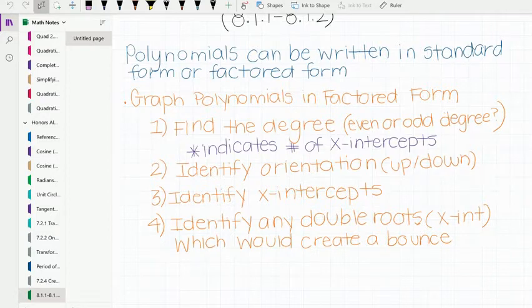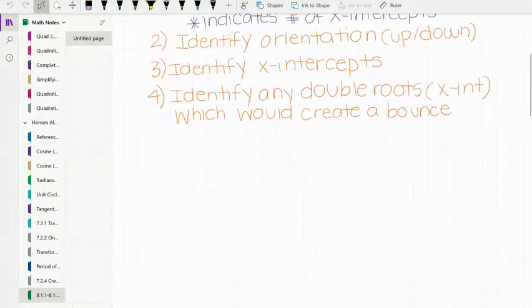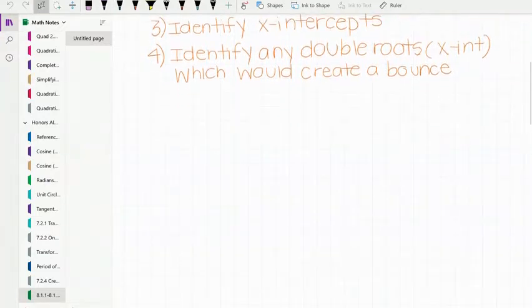The last step is to identify any double roots. A root is just an x-intercept. So that might be something like (x minus 2) squared, which means there are technically 2 x-intercepts at 2, and that will create a different shape on the graph. Now this is a little bit overwhelming at first, but once you get the hang of it, it's actually very simple. The first thing that we are going to do is talk more about even and odd degree. We're going to look at some graphs and see if we see any patterns.